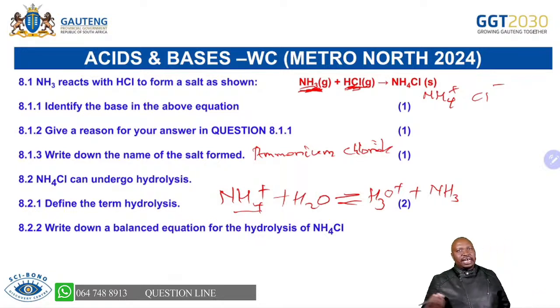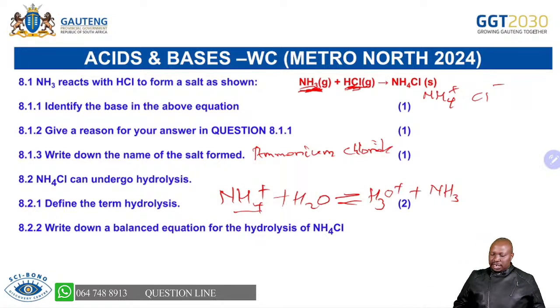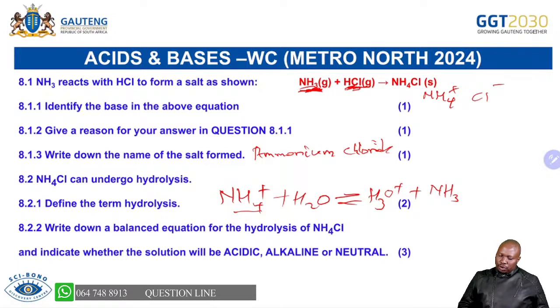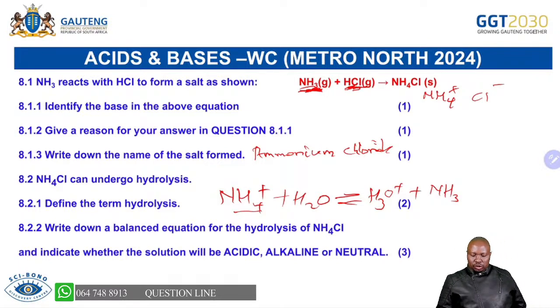So always you have that in mind. Any question that can come, you are able to respond. And the indicator will indicate whether the solution will be acidic, alkaline, or neutral. I've already said that it will be acidic because it forms H3O+, or because it's formed from a weak base and a strong acid.